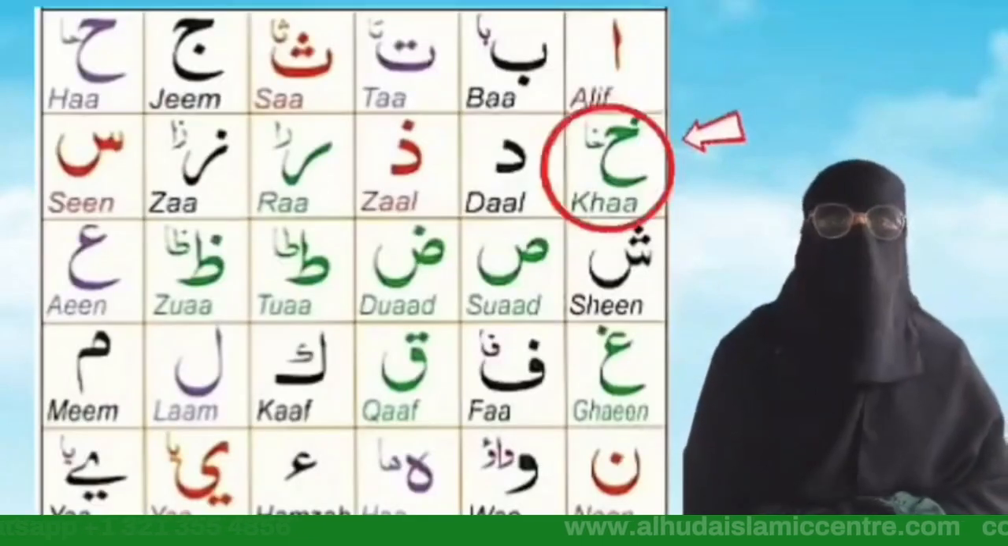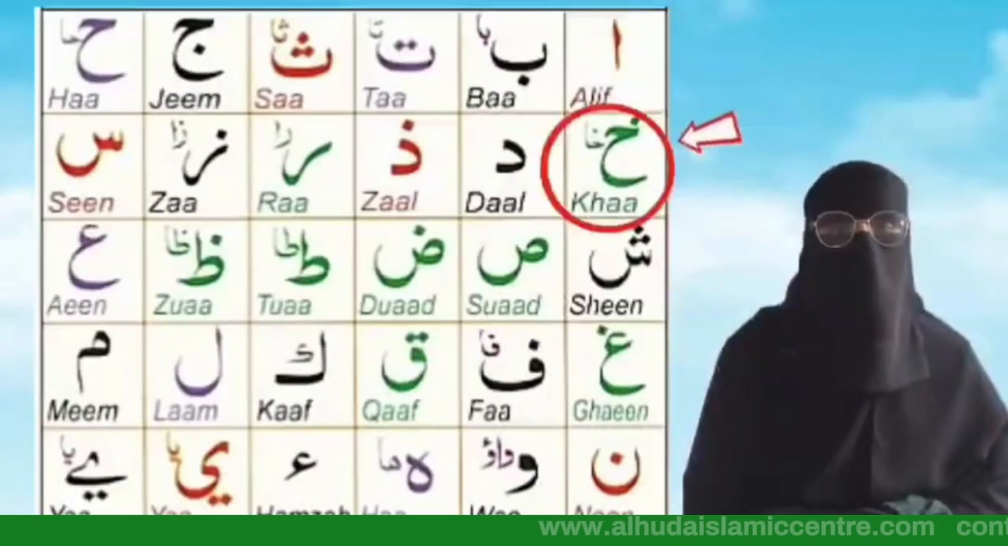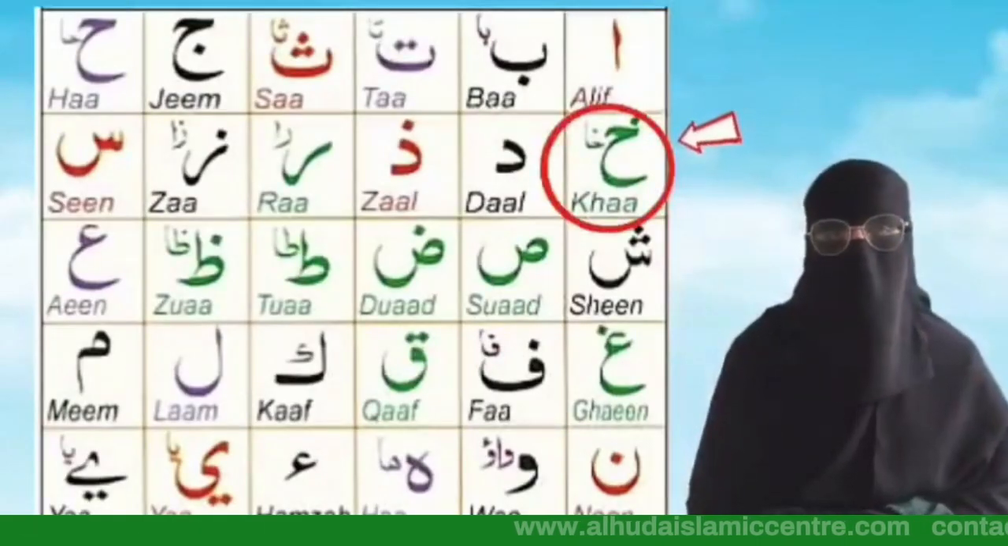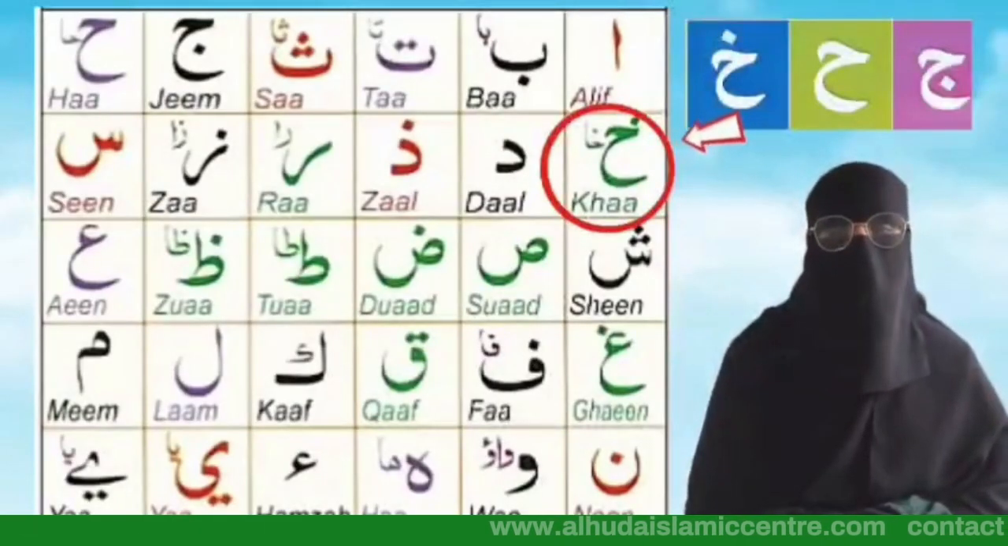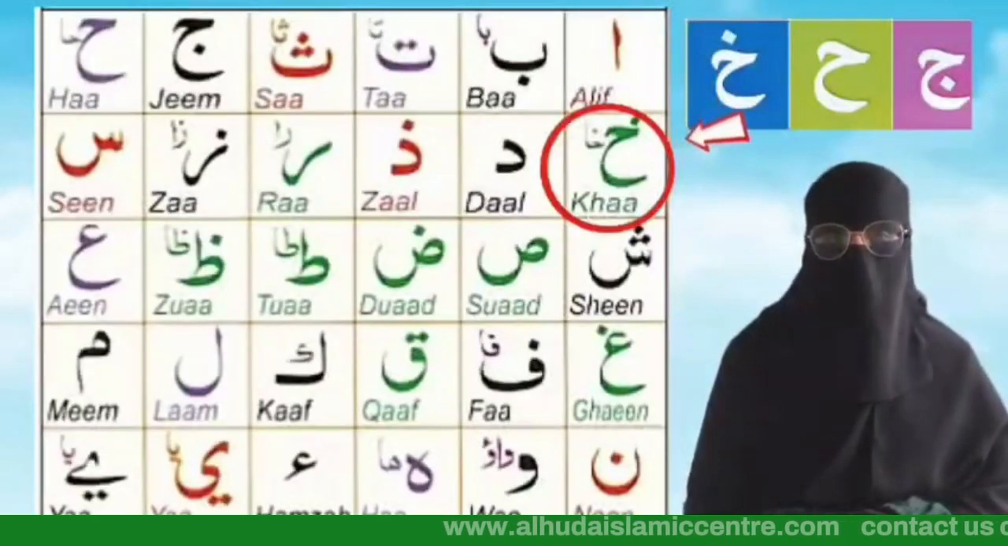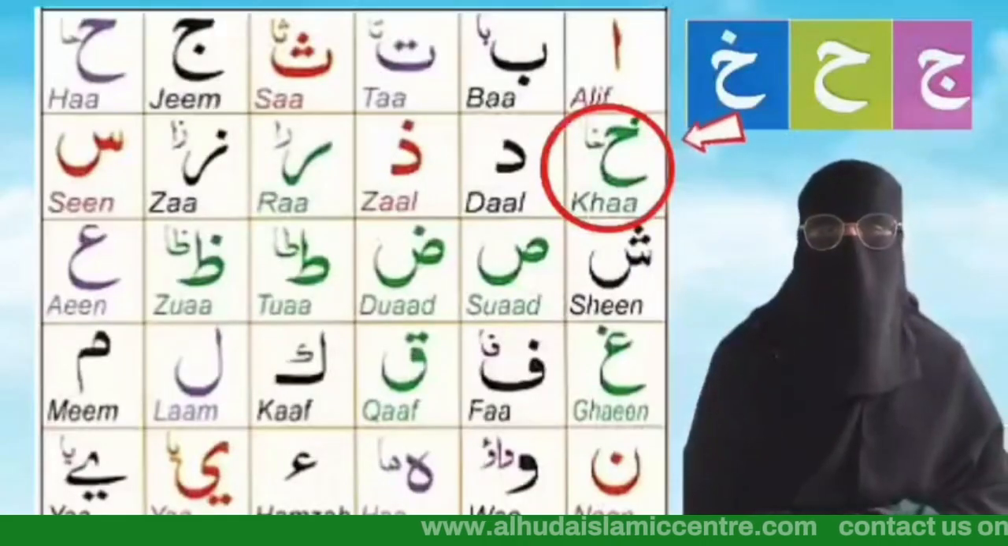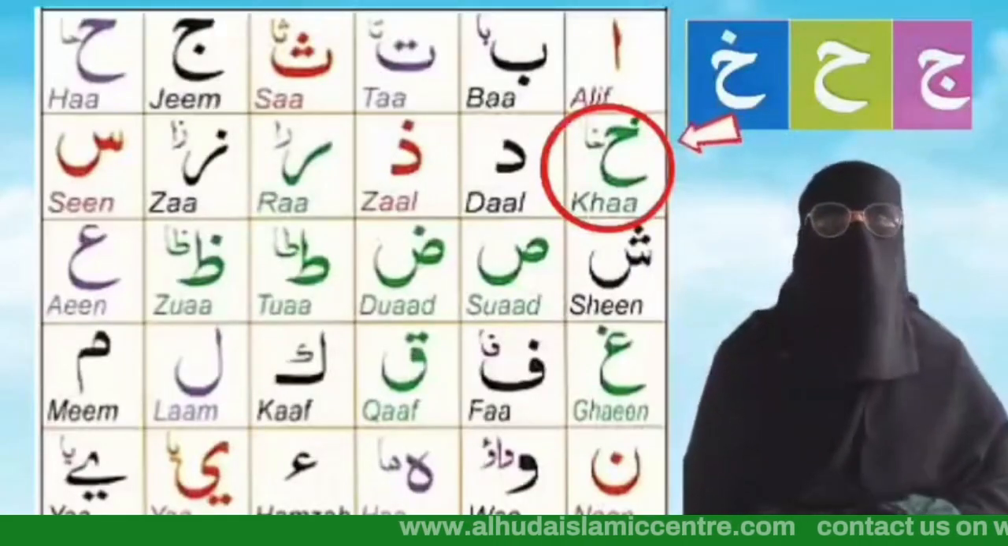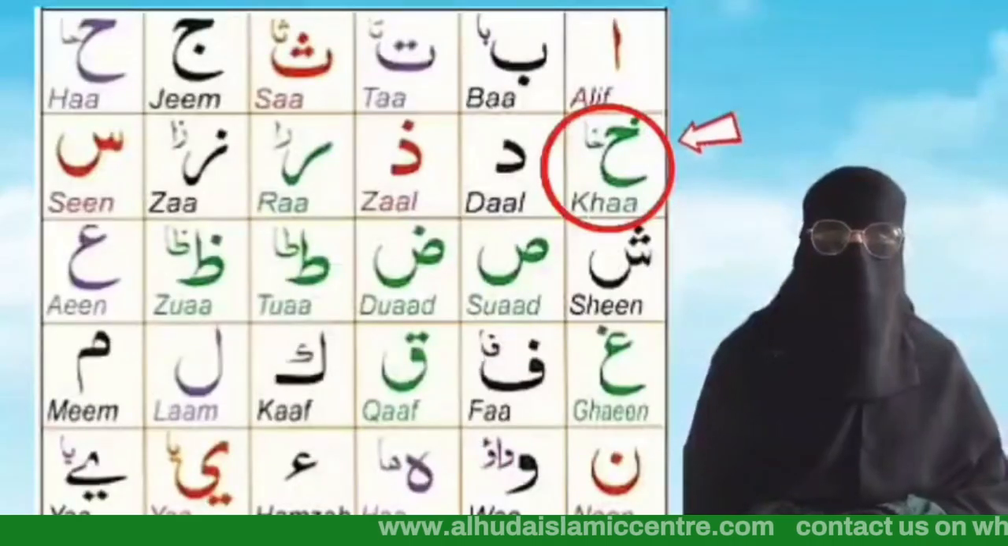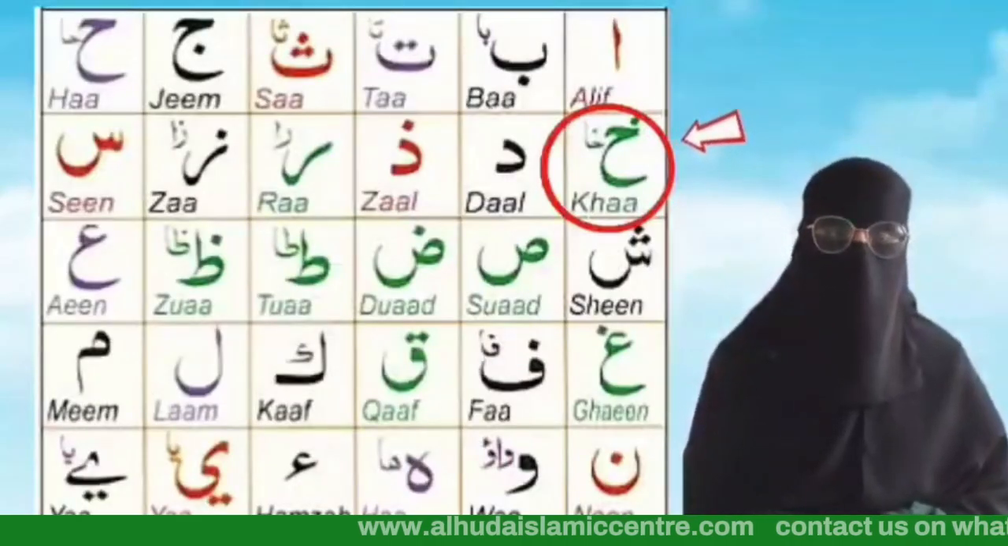Now going towards the next letter. It is also from the family of Jim and Ha, having the same shape, but with one difference. Jim had one dot in its round shape, Ha didn't have any dot, and this third one is Kha, which has one dot above it. So this is the shape of the letter Kha.